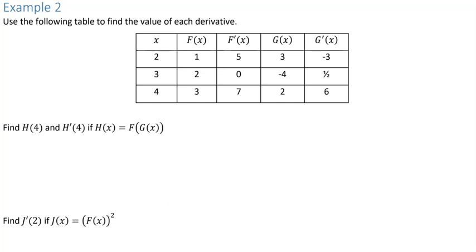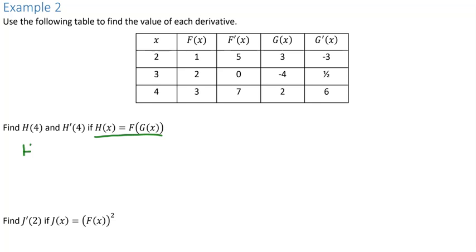Hi all, let's work on something a little bit more abstract and conceptual. So this time, instead of having equations to pick apart, we have a table and we're supposed to find some derivatives that involve the values in the table and involve a chain rule. The first one we're going to look at is h of x equals f of g of x.